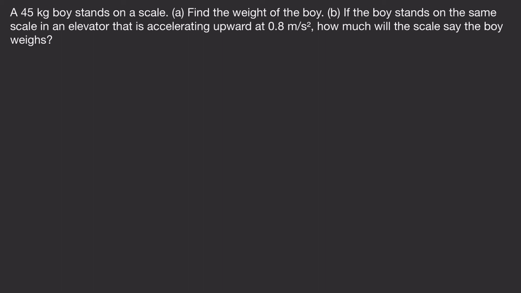Okay, so first, maybe I just draw my scale, my boy on it. Okay, and then if we draw a free body diagram, the boy's resting on the scale, so the scale is going to apply a normal force to keep the boy from going through the surface of the scale. And then the boy's weight is going to be down, as always. So for part A, we're asked to calculate the weight. So our formula for weight is mass times gravitational acceleration.